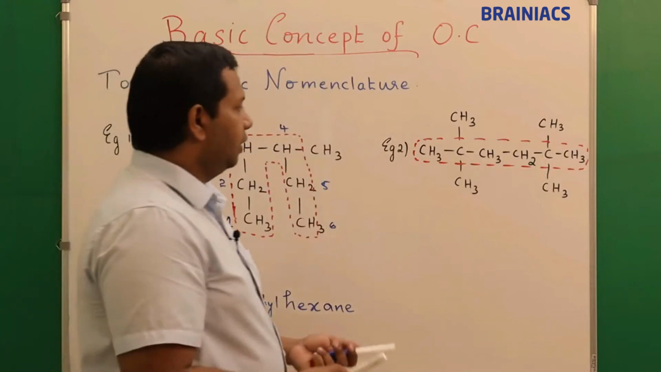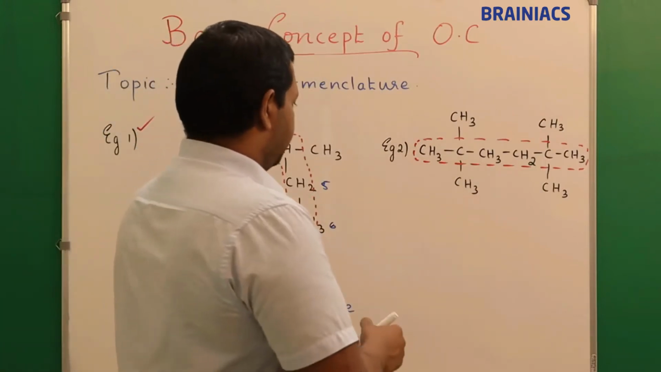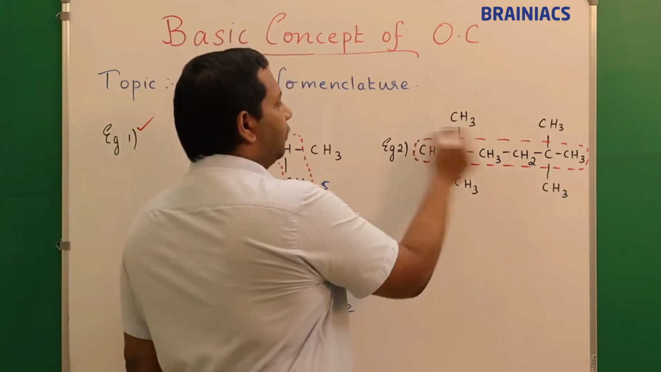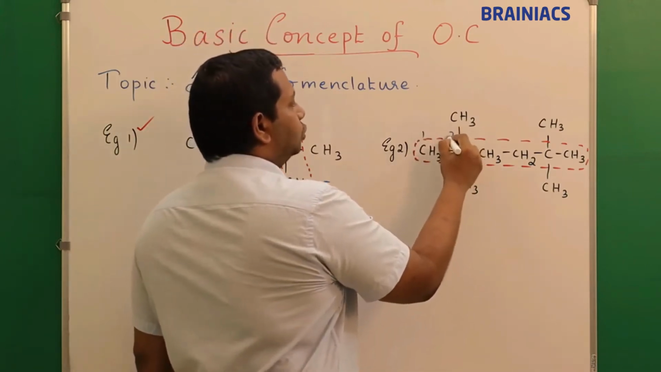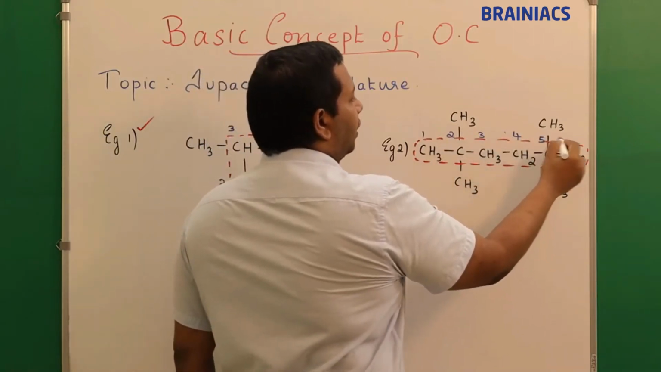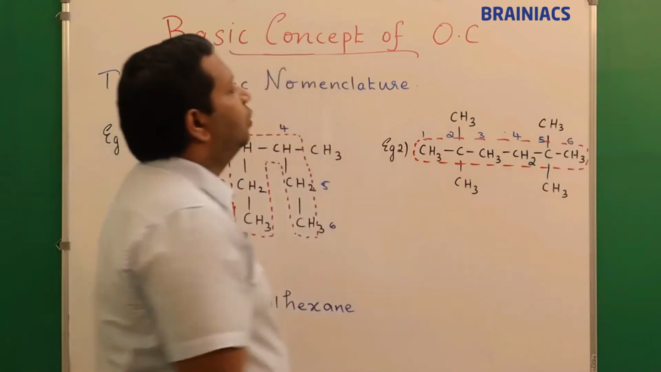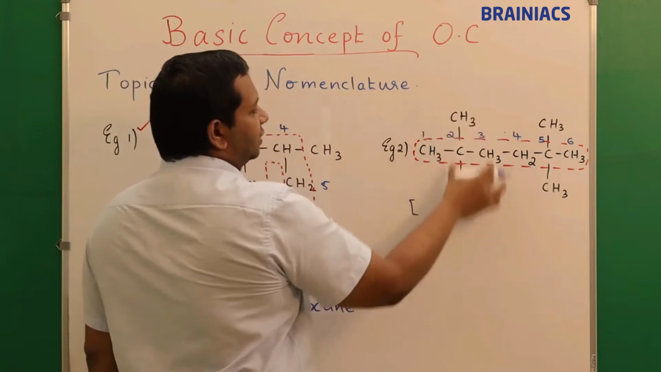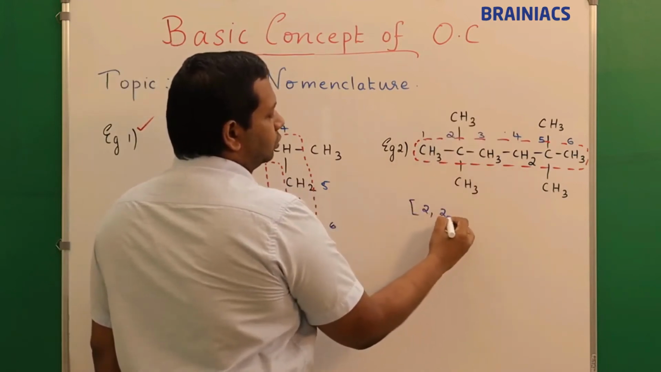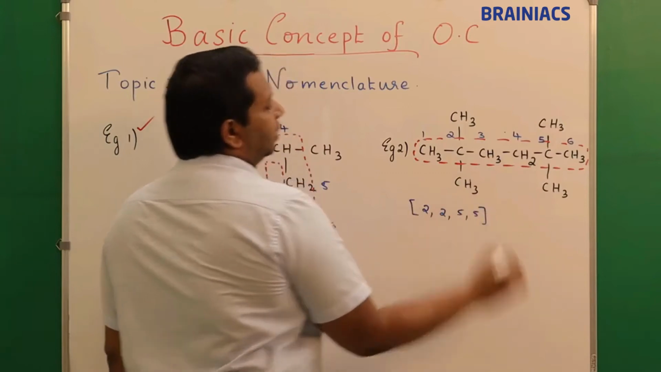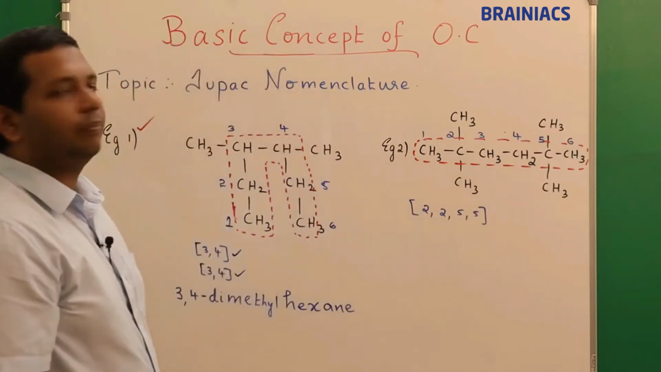Okay, now what we will do, we will try to number it. So numbering, we should do that. So if I do it from left to right, 1, 2, 3, 4, 5, 6. So if I do it like this, what is the way the locants are coming? You know that CH3. So 2, 2, here 5, 5. So this is the numbering that is coming if I do it like this, correct?